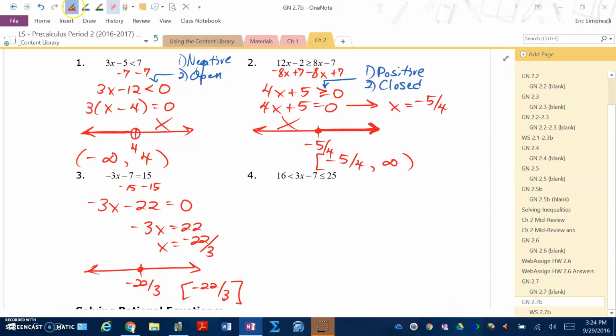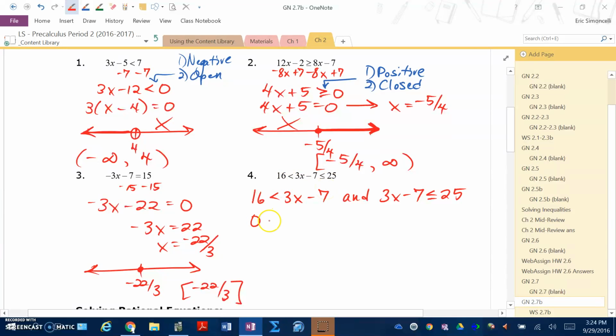So I'll continue with example 4. Again, a little bit strange that I'm going to be splitting it up. If you recall, back in Algebra 1 and Algebra 2, when you did a problem like this, you didn't know about the boundary algorithm, you probably just added 7, and then divided by 3.